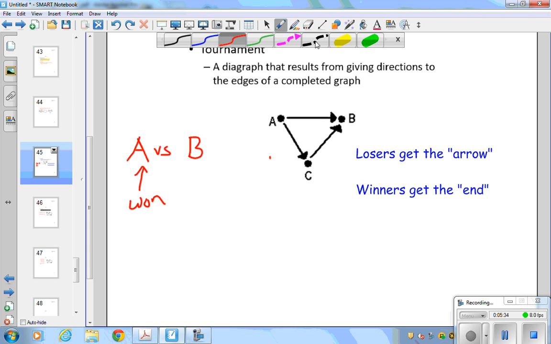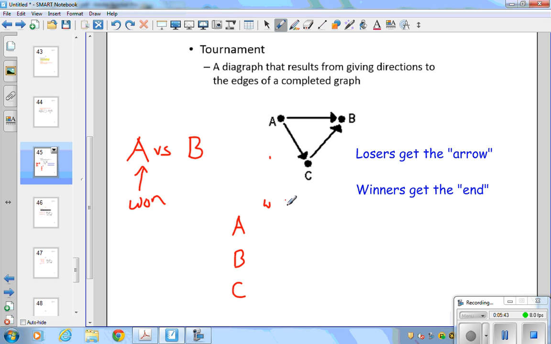If I was to ask you, based upon this tournament that we've just created, if we had A, B, and C, and we were going to compare wins and losses between A, B, and C, we would say that A won 2 times to 0 losses. And then let's look at B. B lost 2 times, so they're 0 and 2. And then C was 1 and 1, because C won a game and they lost a game, based upon what's pointing to them and what's leaving them. So that's how you do a tournament.